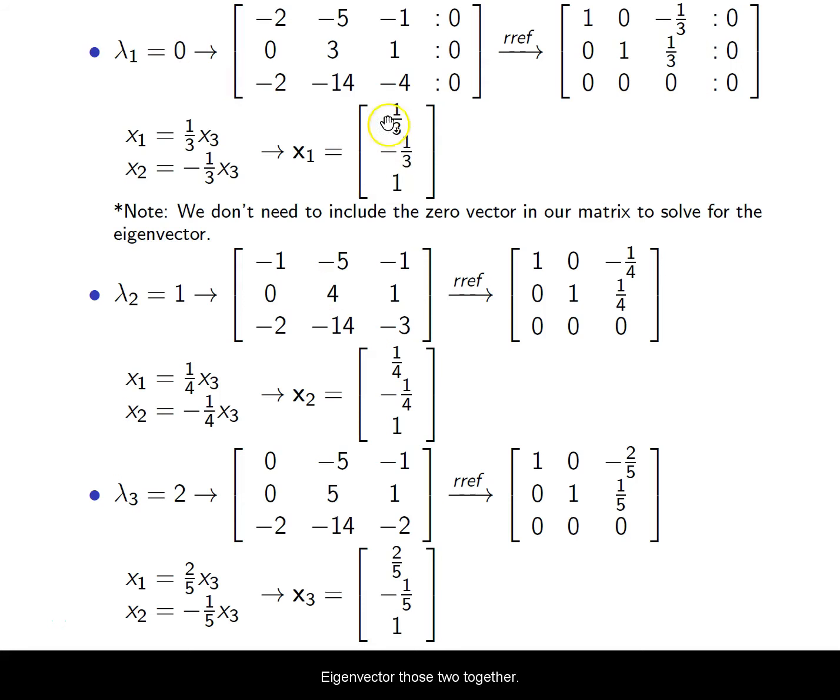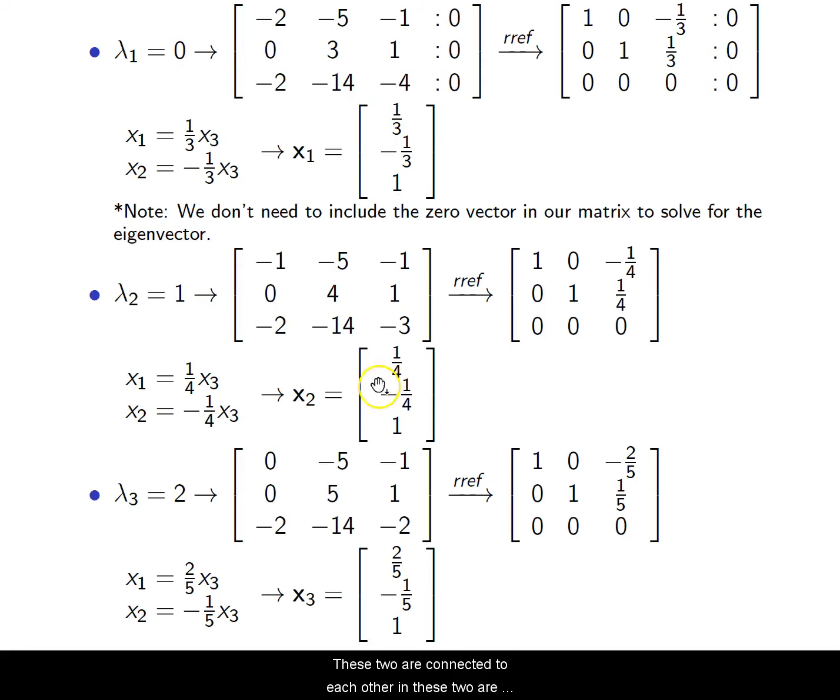Eigenvalue, eigenvector. Those two together form an eigenspace, right? So this produces an eigenspace, and that eigenspace is spanned by this eigenvector. All constant multiples of this eigenvector produce a space, and that space is called the eigenspace, and that's associated to this eigenvector.